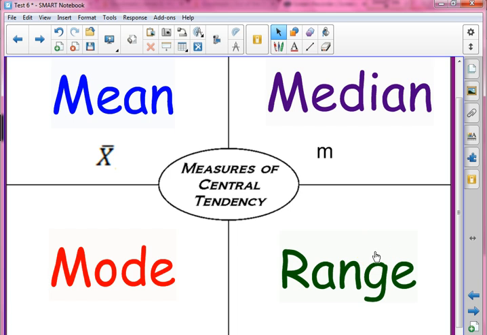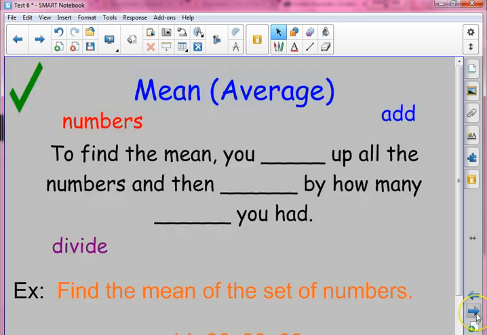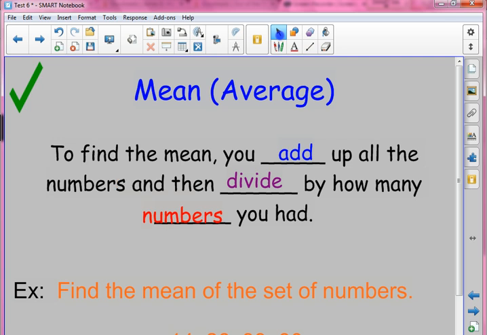Okay, I'm quite certain I can do this quick enough. This is measures of central tendency. It's in addition to your histogram notes. We are going to talk about the mean, and the symbol for that is x bar, median, which the symbol is an M, mode, and range. All right, so the mean is just the average. To find the mean, you add up all of the numbers and then you divide by how many numbers you had.